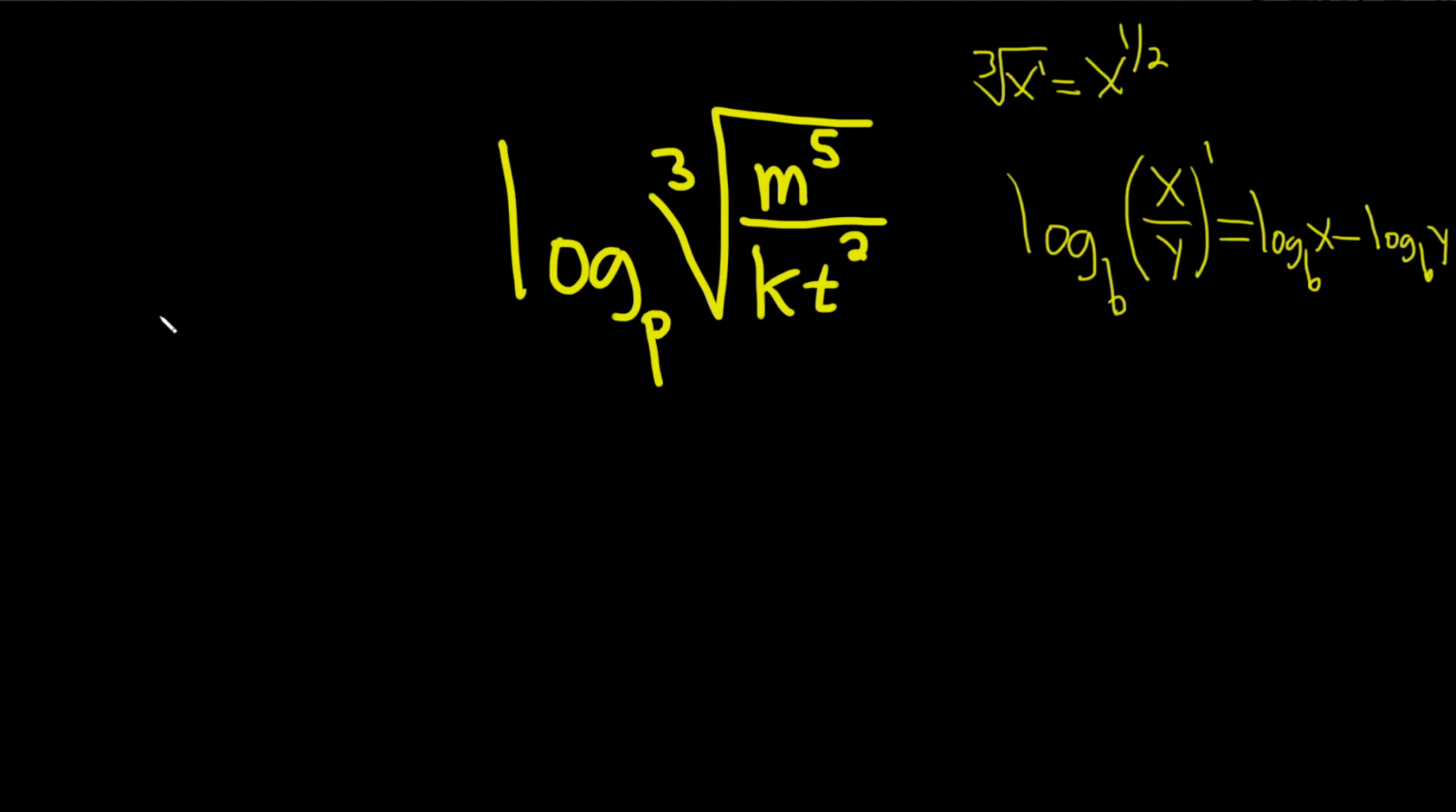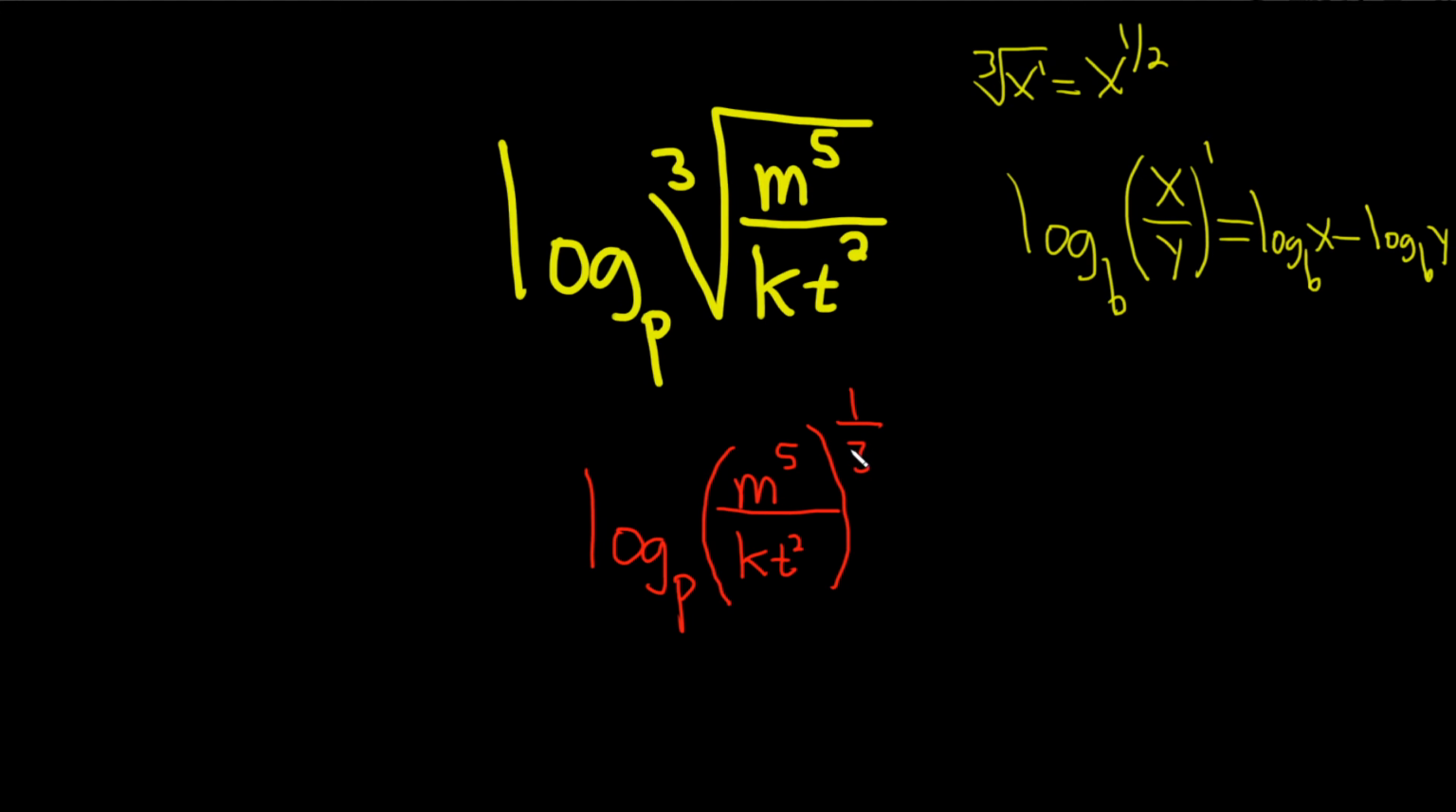So let's make that our very first step. So this will be log base p of, and then this whole thing here, so m to the 5th divided by kt squared, and this whole thing is to the 1/3 power. So that's a good first step. And we still can't use this quotient rule property because there's a 1 here and we have a 1/3.